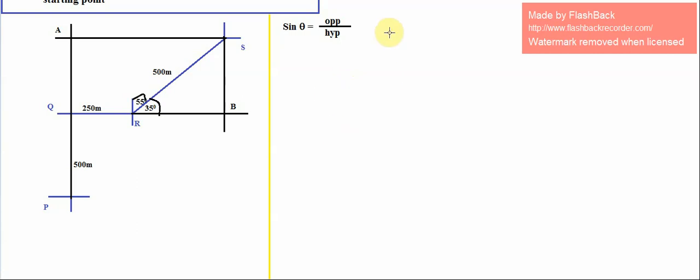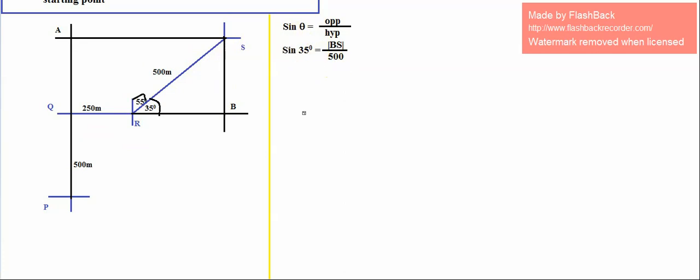So we'll put the values of 65 and 500 into our equation. Hence sine 35 degrees is equal to opposite, which is BS, over hypotenuse, which is 500.